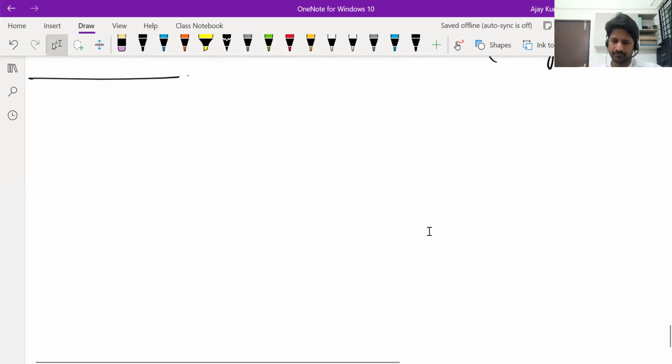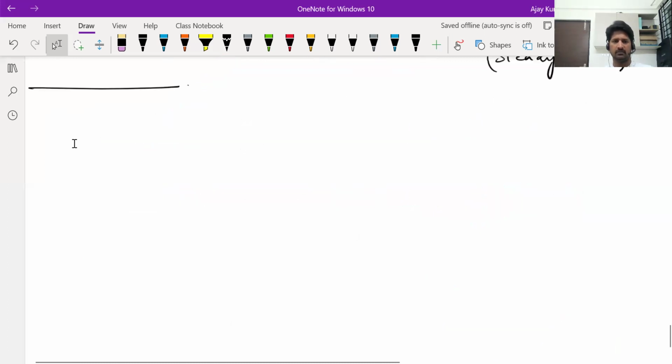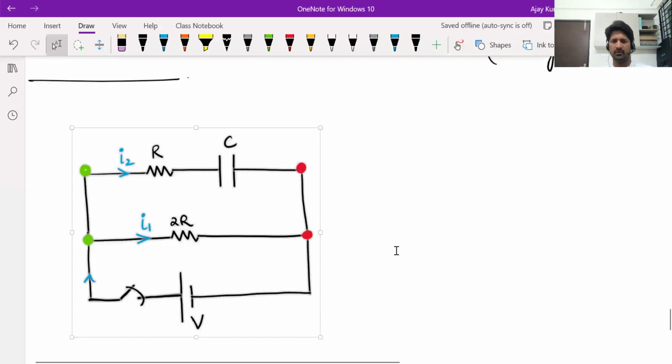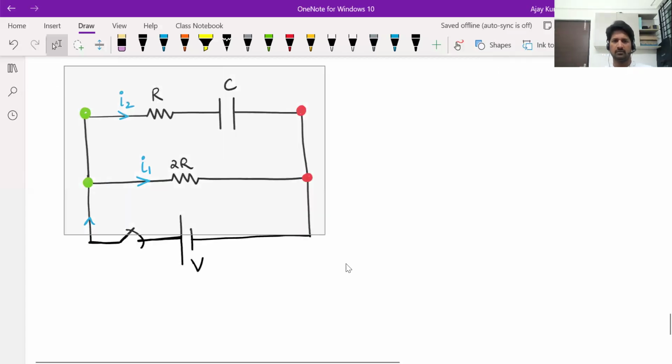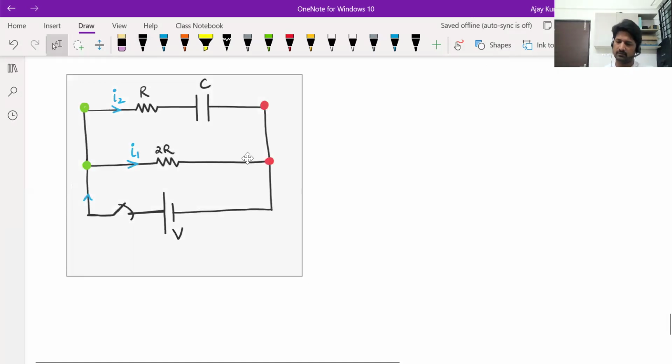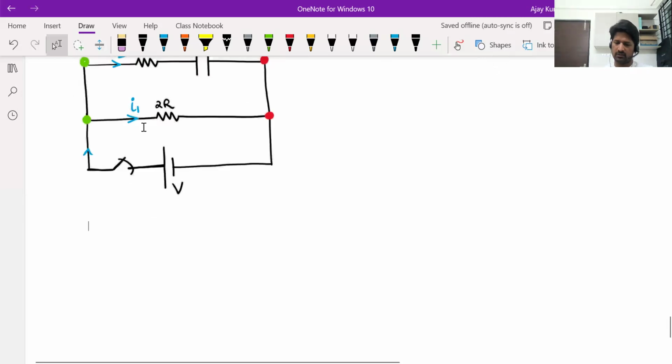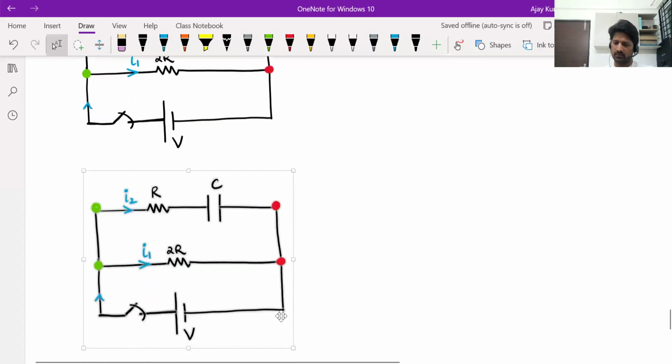And generally, whenever you find circuits like this, a cell connected to multiple branches, you can visualize the circuit like this. You can assume the cell is connected to each branch separately. This is a general idea. It will be useful in AC circuits also. So if you want to find out I2, you can assume the cell is connected only across that branch.